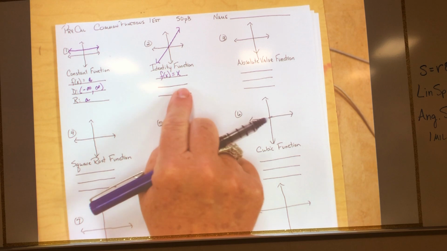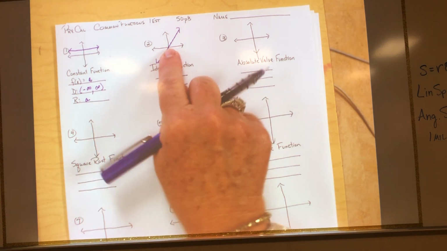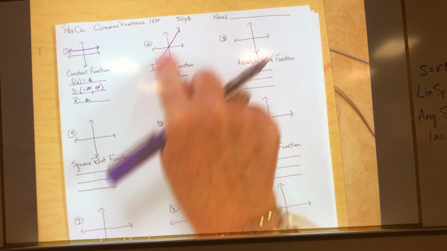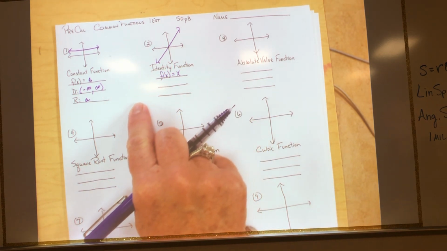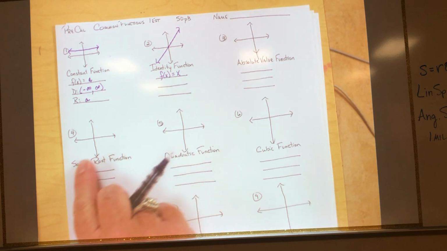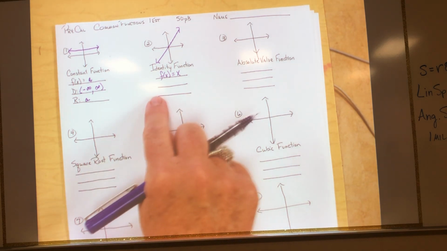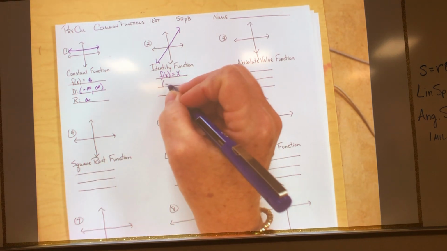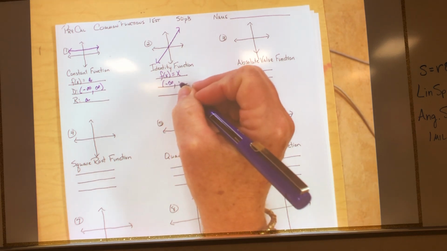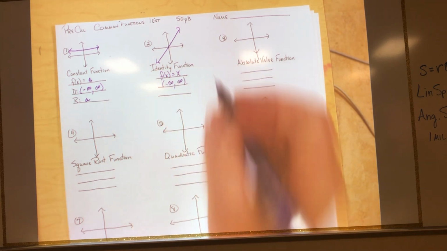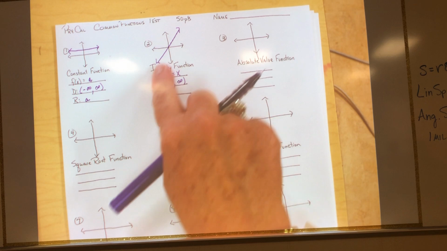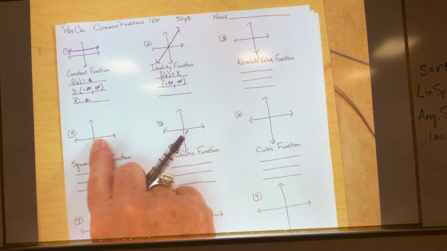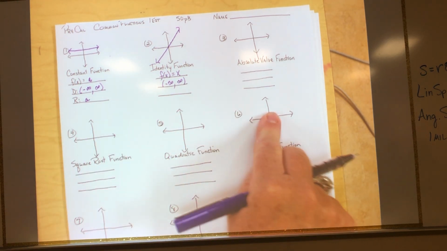Okay, let's talk about the domain. This line right here keeps going down, but what else does it keep doing? Yeah, it keeps going left. So my domain is from what? Negative infinity to what? Positive infinity. Very good. Negative infinity to positive infinity. Even though it looks like it's going down, it is going down, but it's also going to the left. So x can be anything that you want it to be.